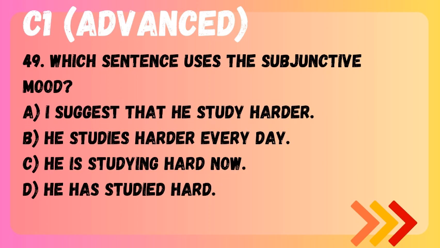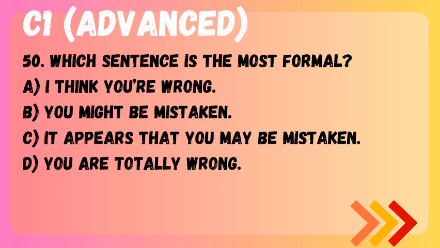49. Which sentence is correct, subjunctive mood? A. I suggest that he study harder. B. I suggest that he studies harder. C. I suggest he studied harder. D. I suggest he is studying harder. 5, 4, 3, 2, 1. 50. Which is the most formal expression? A. You're wrong. B. You're not right. C. It appears that you may be mistaken. D. You think wrong. 5, 4, 3, 2, 1.